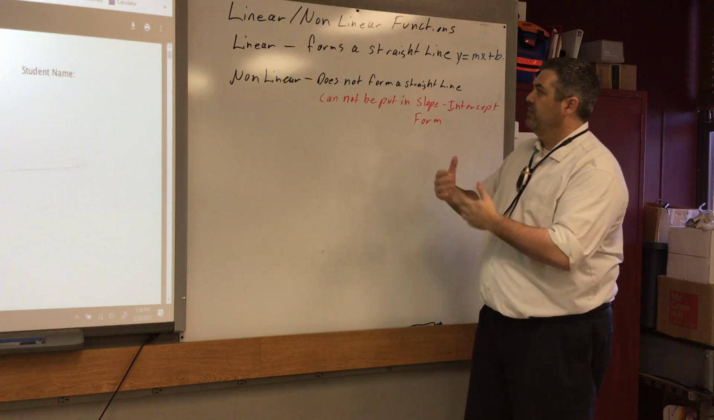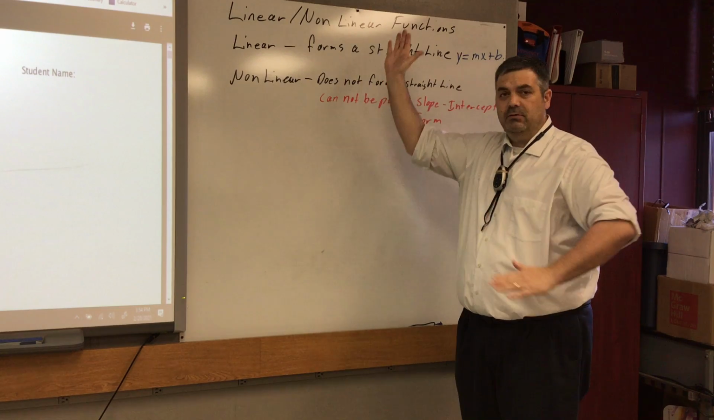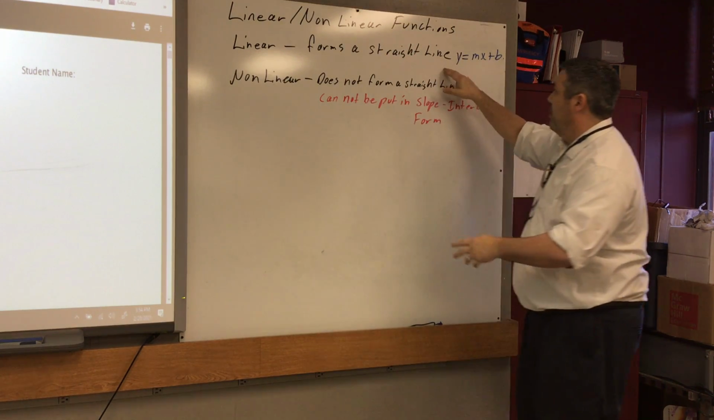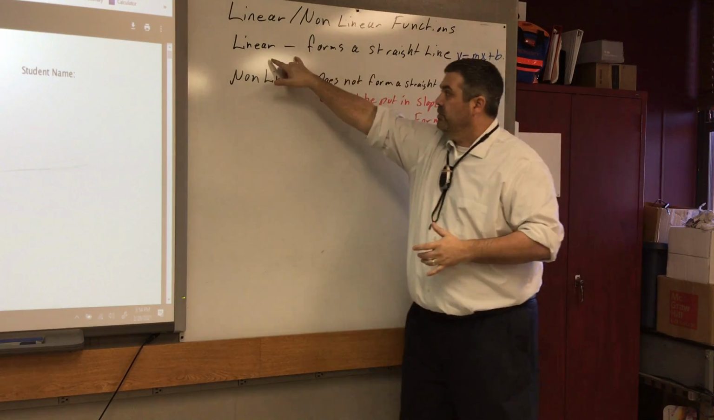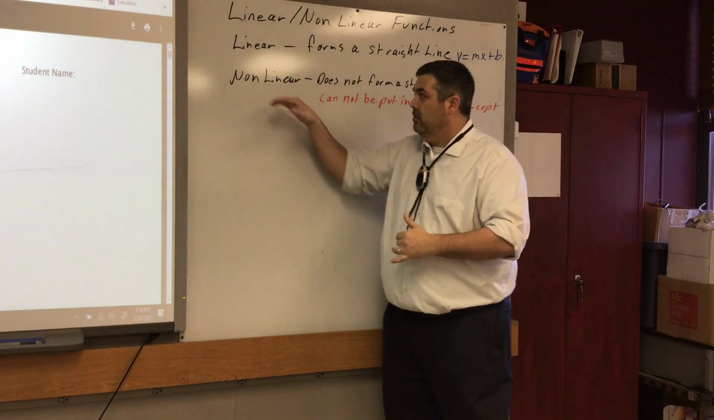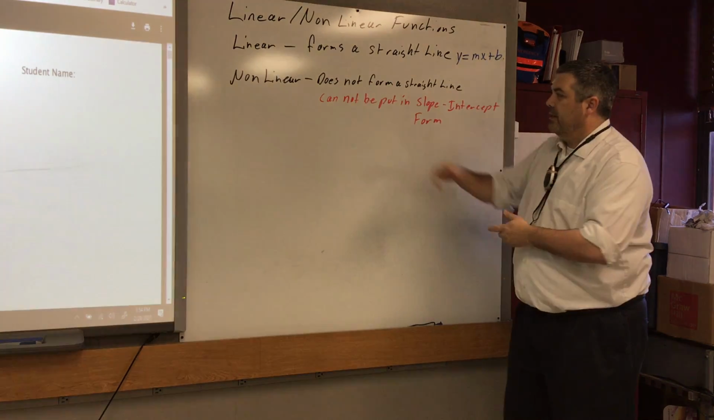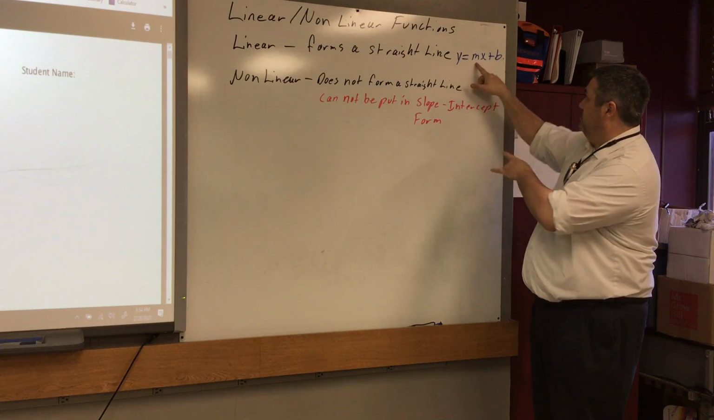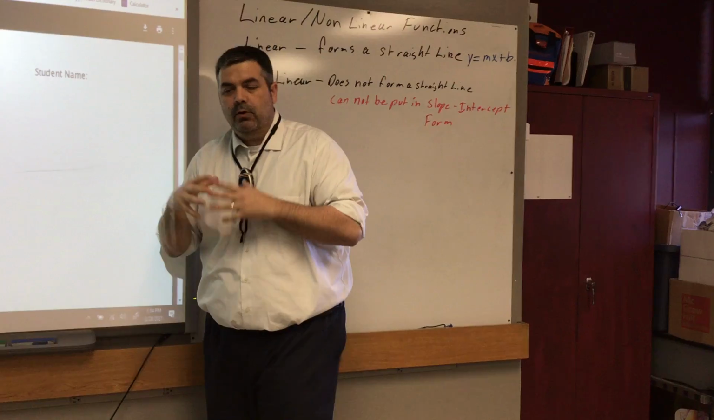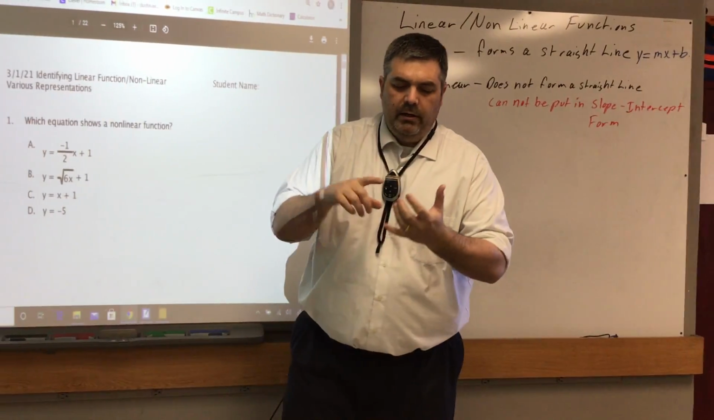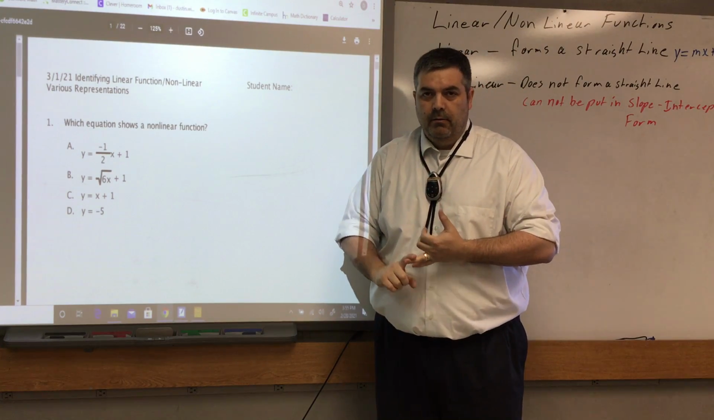So what it means is that you have this straight line of a function, right? If you're on a graph, it just forms this straight line. Okay? You can write it in the form y equals mx plus b. That's really important to recognize. And then nonlinear, well, it doesn't form a straight line. Okay? It cannot be put in the slope-intercept form. All right? So when we're looking for this stuff, we're going to be looking for, one, is it a function? And then two, does it form a straight line?